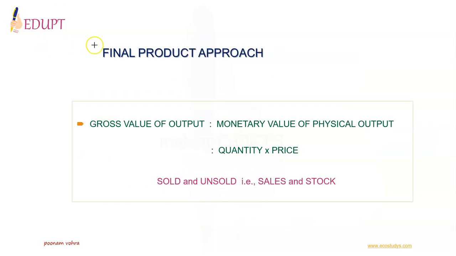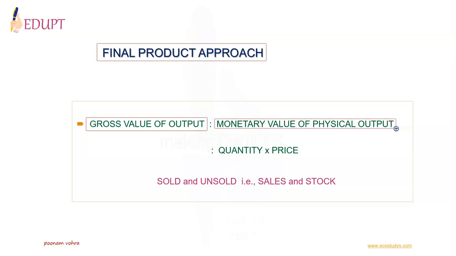Let us begin with final product approach. For this, one needs to find gross value of output, which means to find monetary value of physical output. This can be done when quantity produced is multiplied by its price. Whatever is produced is either sold or unsold, termed as sales and stock.